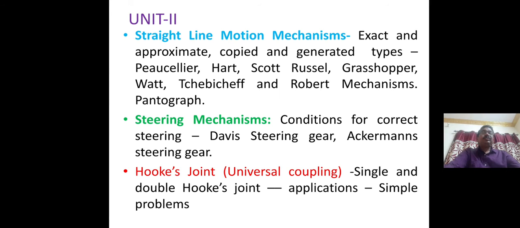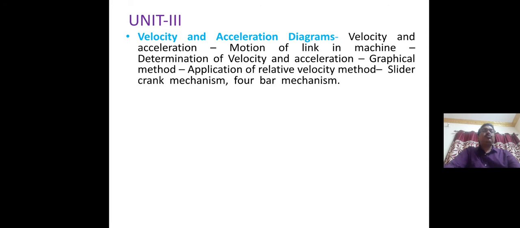Next, coming to the hooke's joint, the third chapter in this second unit. Hooke's joint is also called a universal coupling: single and double Hooke's joint, applications, and simple problems on this joint. In these first 2 units, about 90% is theory. Only Hooke's joint problems may come.